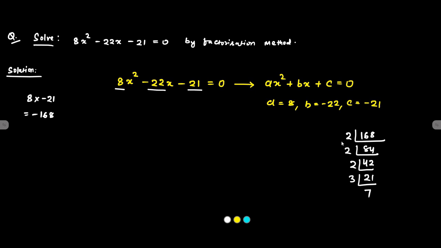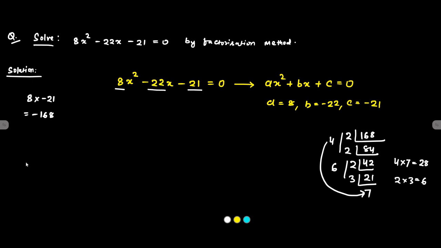2 into 2 is 4, multiplied with 7, 4 into 7 is equal to 28, and 2 into 3 is equal to 6. So 28 into 6 is also equal to 168. How can we arrange 28 and 6 to get −22?